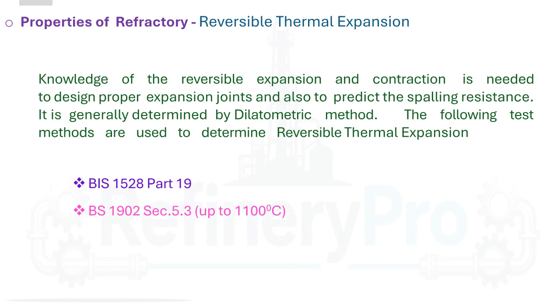From a practical perspective, most dense refractories show reversible expansion in the range of 0.3 to 0.8% over their working temperature. Insulating materials, because of their porous structure, often show higher percentages. So in short, reversible thermal expansion is the property that tells us how much a refractory will breathe with heat cycles. And it is the engineer's job to design joints and linings that can accommodate that breathing without breaking.